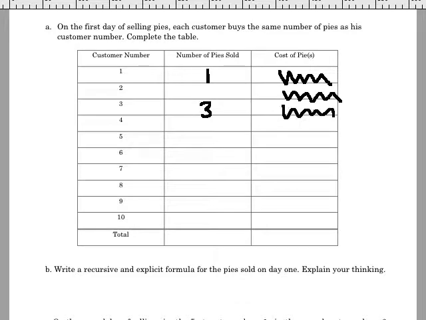pies. Let's say there was 1 pie, same amount for 1. Let's say there were 4, 2, etc. Now, in order to accurately do the table, I was going to try to erase everything.